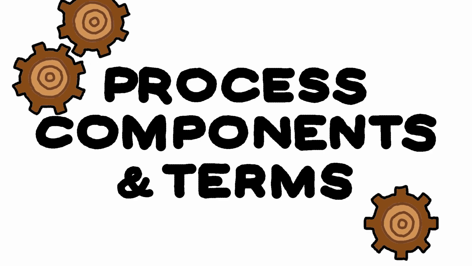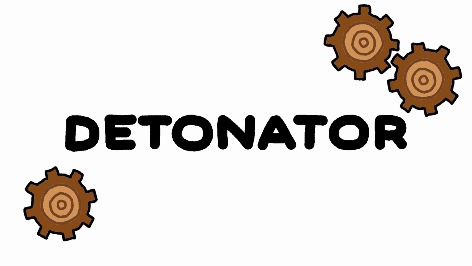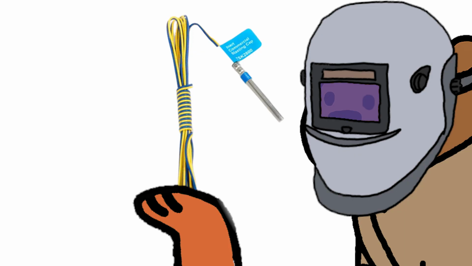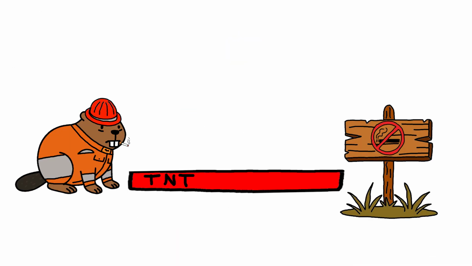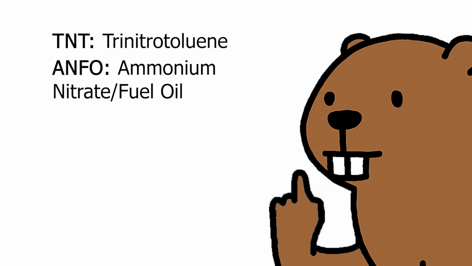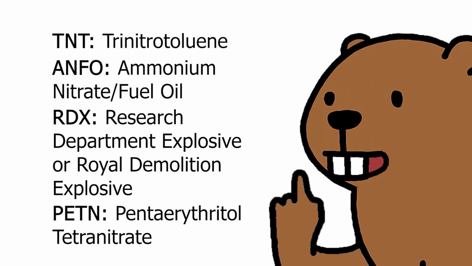Process components and terms. Detonator. The detonator initiates the explosion. A blasting cap is typically used. Explosives. The explosives are placed on the buffer plate or flyer plate. The explosives can be TNT, ANFO, RDX, and PETN.